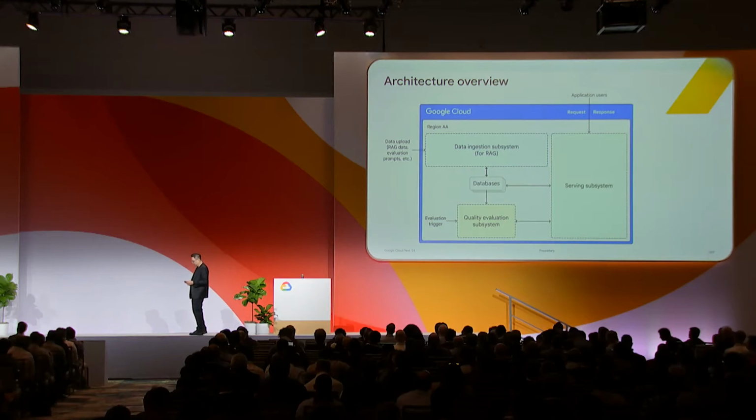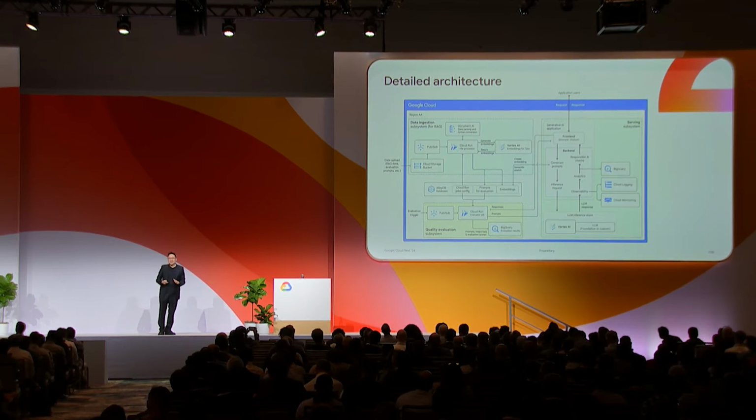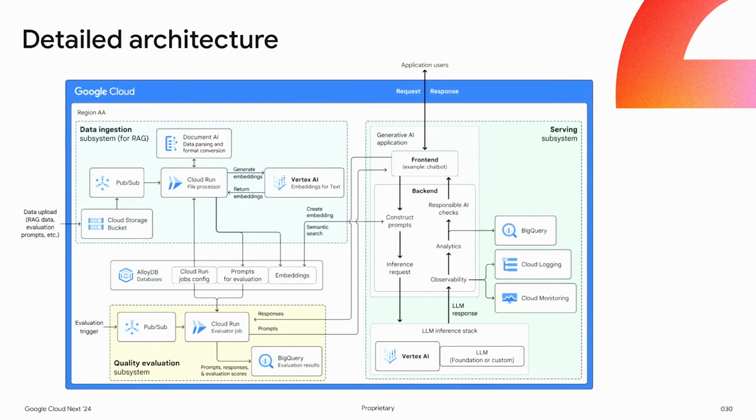Once that data is inside your database, your serving subsystem, which is basically the app, will retrieve that data and serve it. There is an optional subsystem called quality evaluation that you might want to consider for production applications where you want to increase the accuracy of your applications. This is the detail view. I know you can't read all of it, but we'll be going into each of these subsections in detail as we go through the demo.